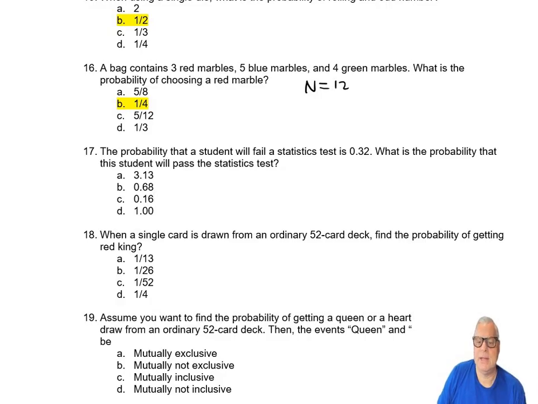The probability that a student will fail a statistics test is 0.32. What's the probability that a student will pass the statistics test? So that's the complement, and that is 0.68.